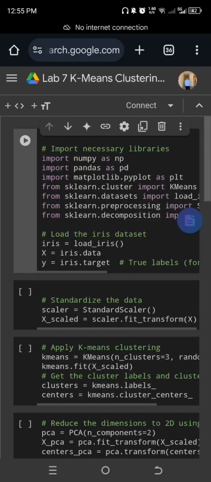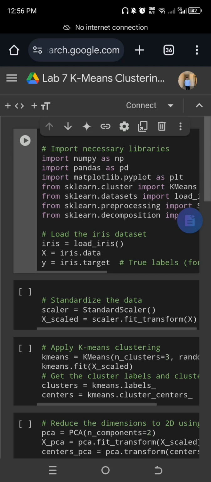Laboratory 7, K-means clustering. Before we start, in this laboratory we explore K-means clustering, an unsupervised learning algorithm to group data into clusters without using labeled output. We apply this algorithm to the iris dataset, which consists of flower measurements like petal and sepal dimensions across three species of iris: Setosa, Versicolor, and Virginica.